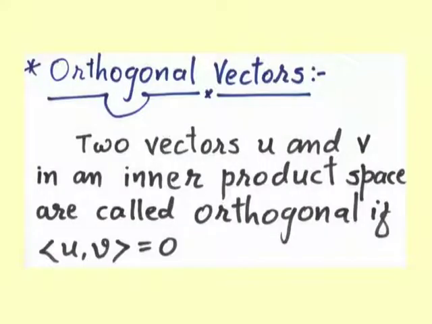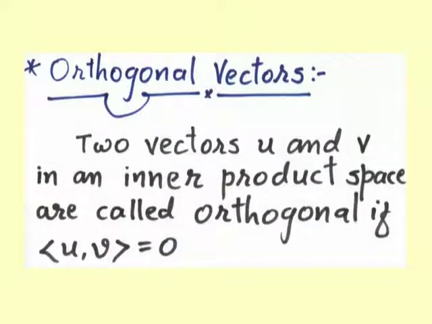Now, orthogonal vector. Before this orthogonal vector in inner product space, let me tell you what is the meaning of orthogonal. When we speak the word orthogonal, it means we are talking about when two vectors are perpendicular. In R2, when we say two vectors are orthogonal, when they are perpendicular, it means angle between two vectors is 90 degree. Then they are called orthogonal vector.